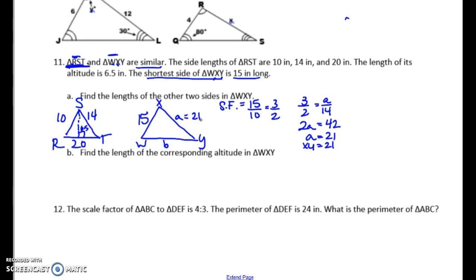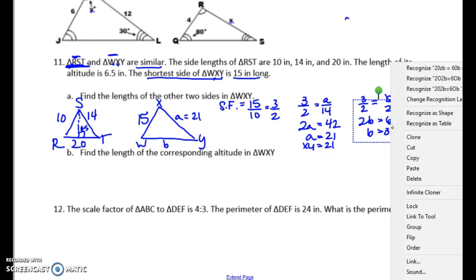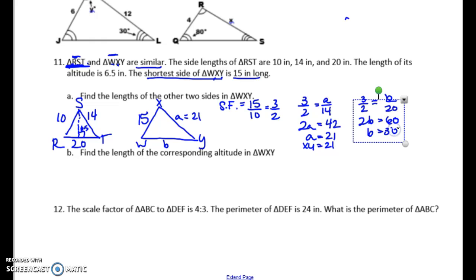And then they want me to find the other side. So again, I do 3 is to 2 for my scale factor. I'm going to do B this time. B corresponds to the 20. So that gives me 2B equals 60. So B equals 30, which means that side WY equals 30 inches. And it's inches because that's the units they gave me up here.